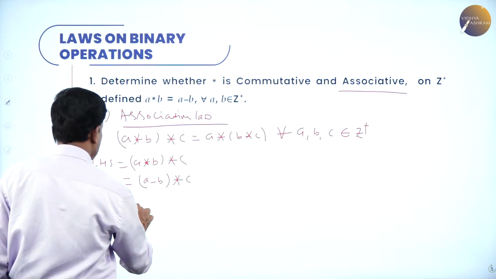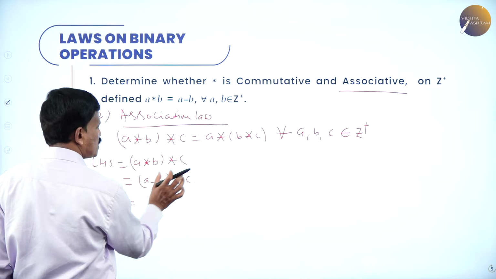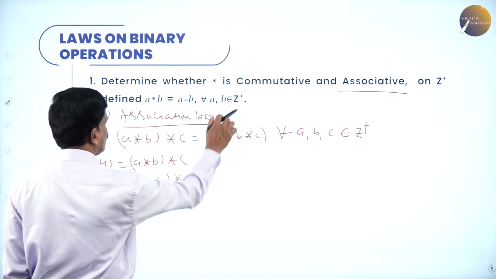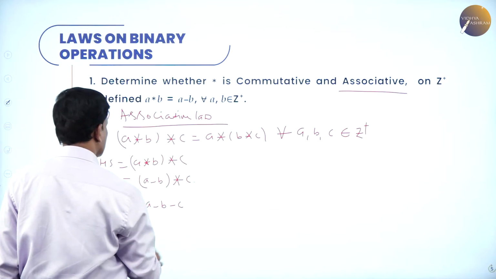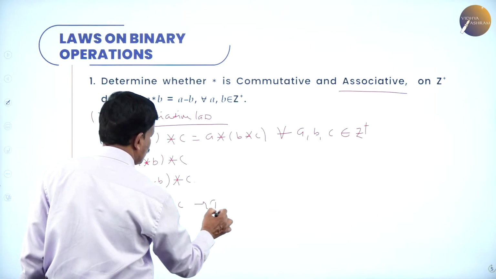Now, since this is A star B, and again A star B is equal to A minus B, this can be written as (A minus B) minus C. This is equation number 1.